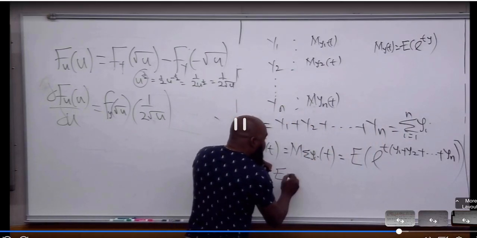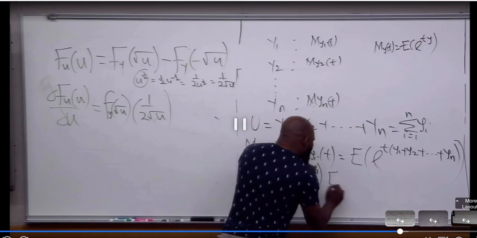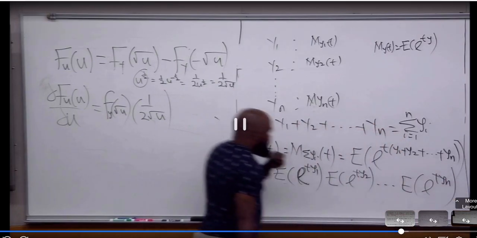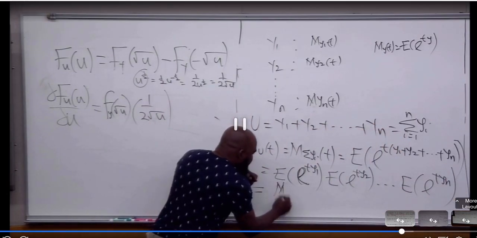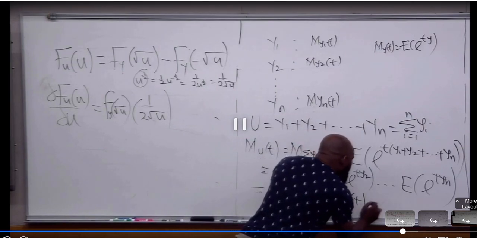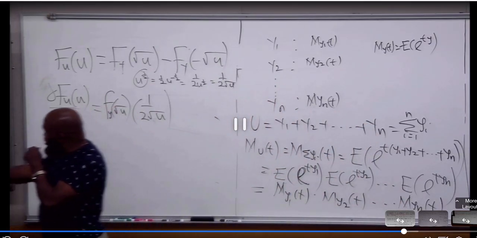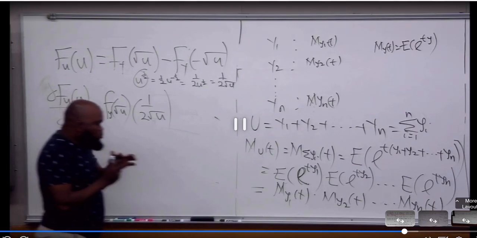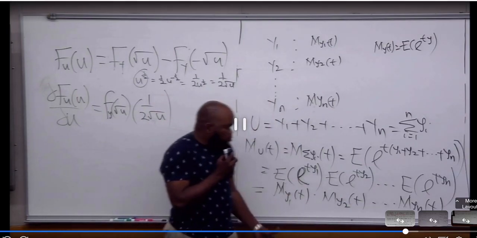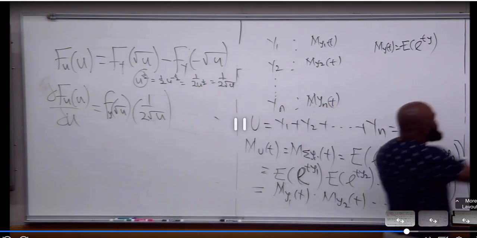Okay, and I can rewrite that as exponential raised to power t Y1, exponential raised to power t Y2, dot dot dot until I get to exponential raised to power t Yn. And if you take a look at this, this is M_Y1 of t multiplied by M_Y2 of t, dot dot dot until I get to M_Yn of t. That is what you're saying here: the moment generating function of the sum of independent random variables is the product of the respective moment generating functions. So that is what that means.